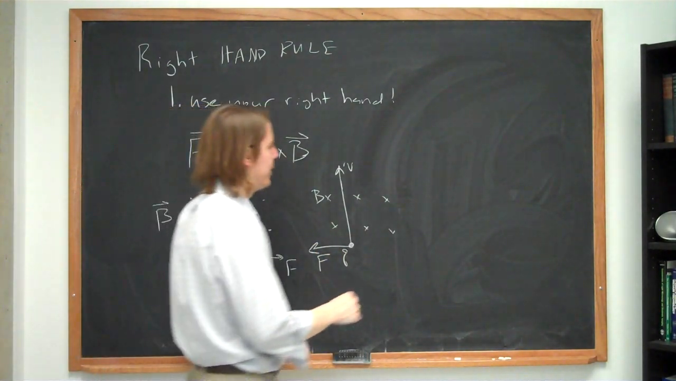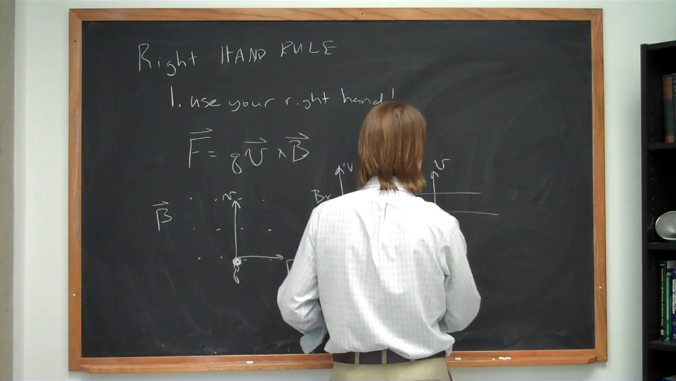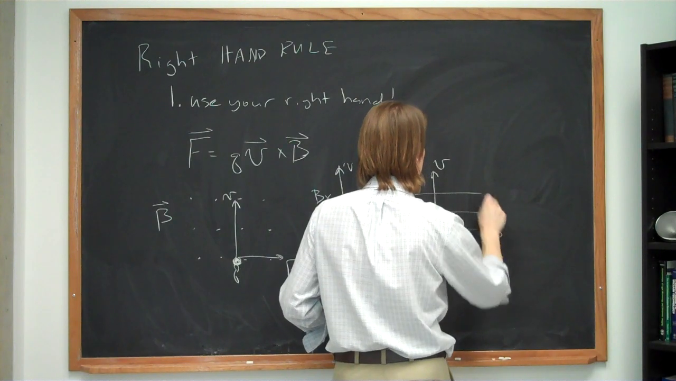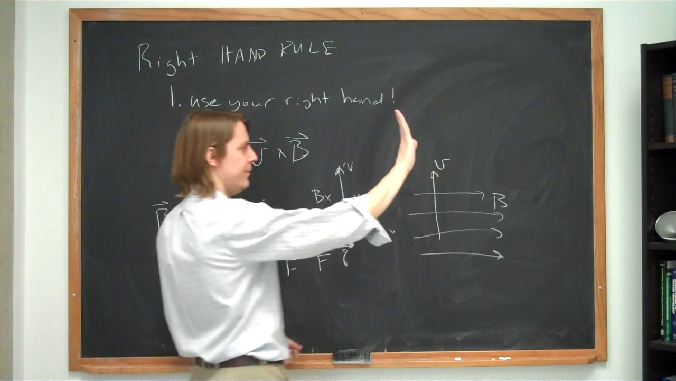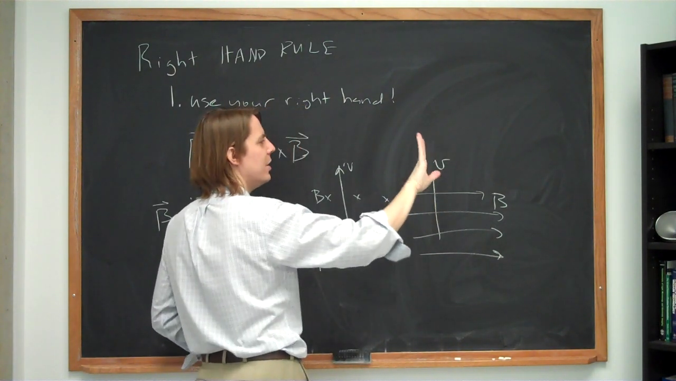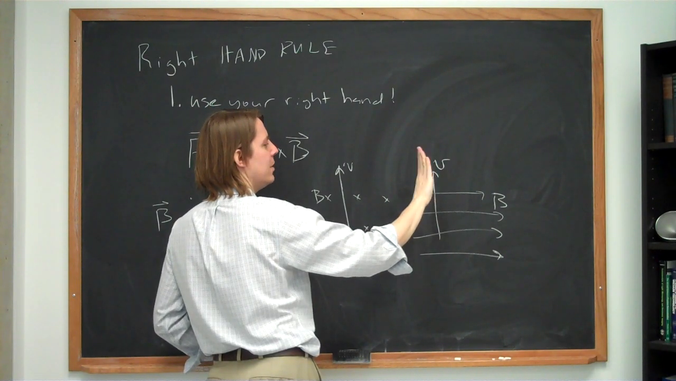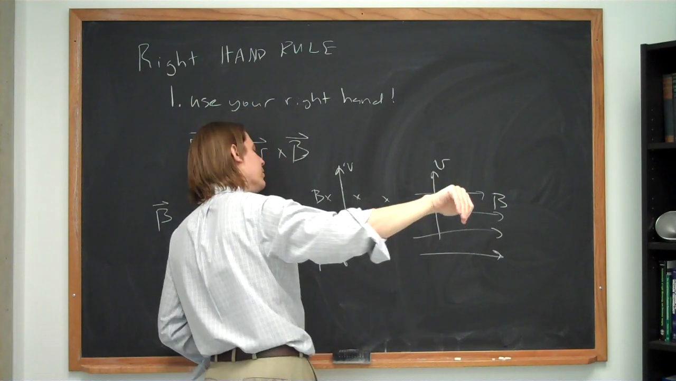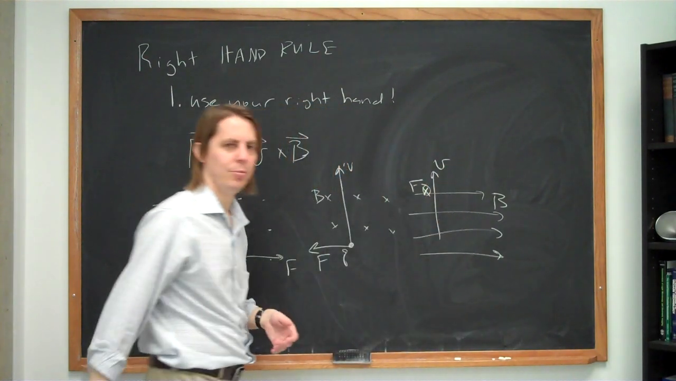And then the final case: what if this thing were going up, and the B field was a uniform B field that way? Again, fingers go up, they could go any direction, but you've got to put your hand in the direction where when you curl your fingers, they move towards B. That's only this way, and then your thumb is into the board. So here, F is into the board.